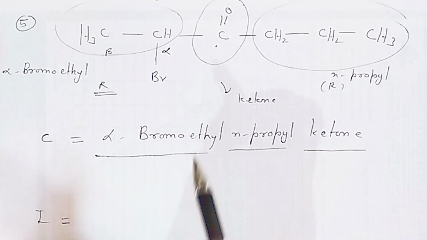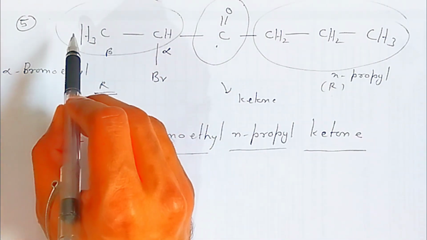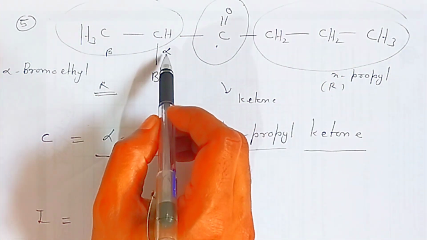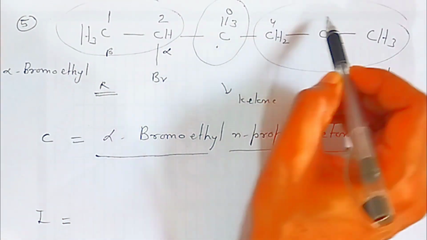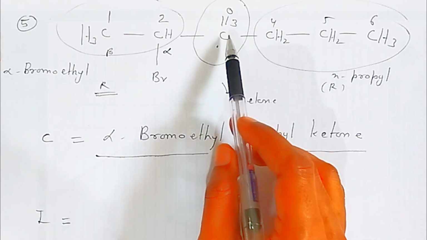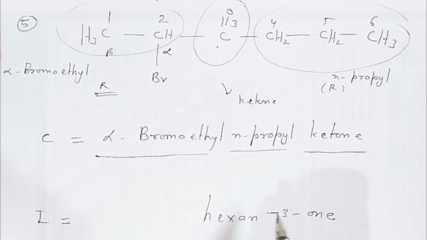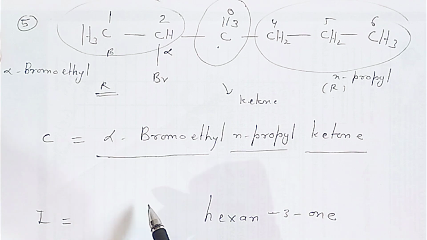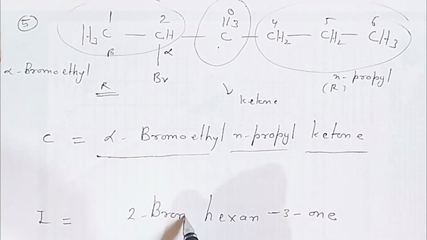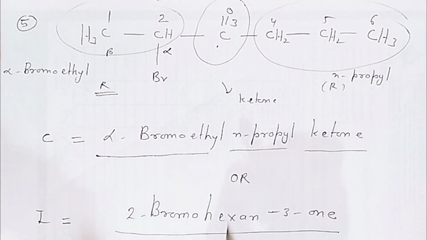What will be the IUPAC name, students? For that you have to start the numbering where the substituents are attached. So you have to number this molecule like this, students. You have to represent each carbon by a number. We are not going to use alpha, beta, gamma. In the IUPAC system, we name the carbons as carbon number 1, 2, 3, 4, 5 and 6. So it is a hexane. At carbon number 3 you have the carbonyl group, so we call it hexan-3-one. Now at carbon number 2 you have a bromo group, so 2-bromohexan-3-one. Okay students, this is one name. So 2-bromohexan-3-one is nothing but alpha bromoethyl propyl ketone. Both are the same molecule, students.